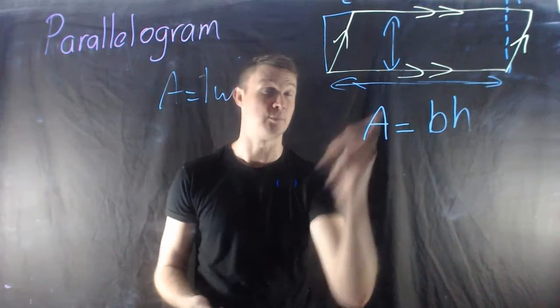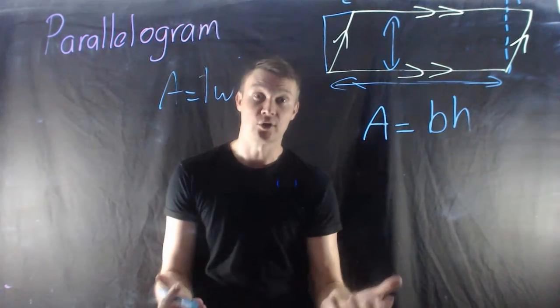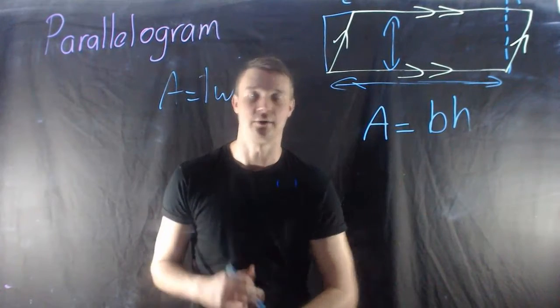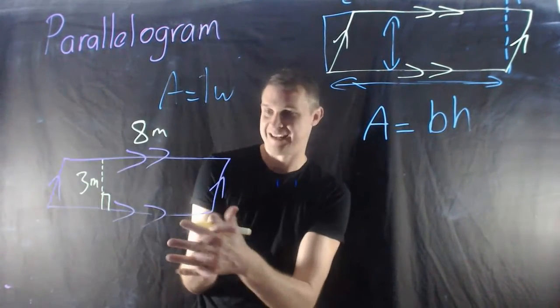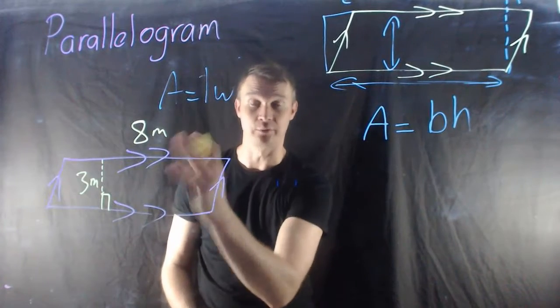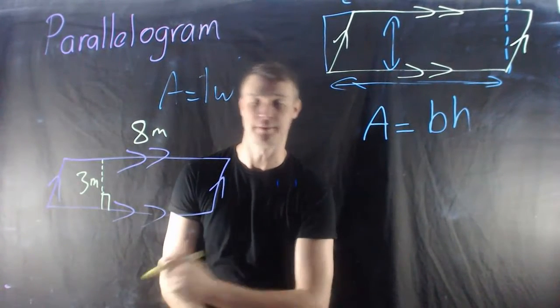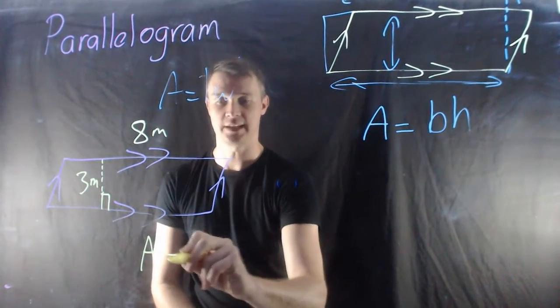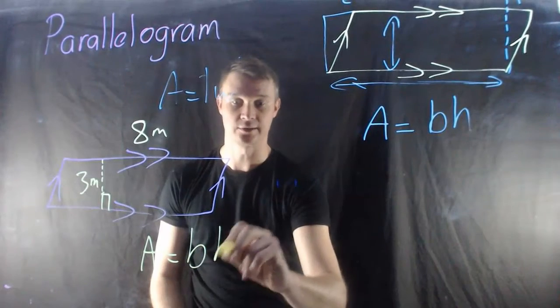So I'm going to do an example here. I'll put some units on here and show you how we can calculate the area of the parallelogram. Here is our example. We've got a parallelogram with a base of 8 and a height of 3 meters. So we simply write the formula down: area equals base times height.